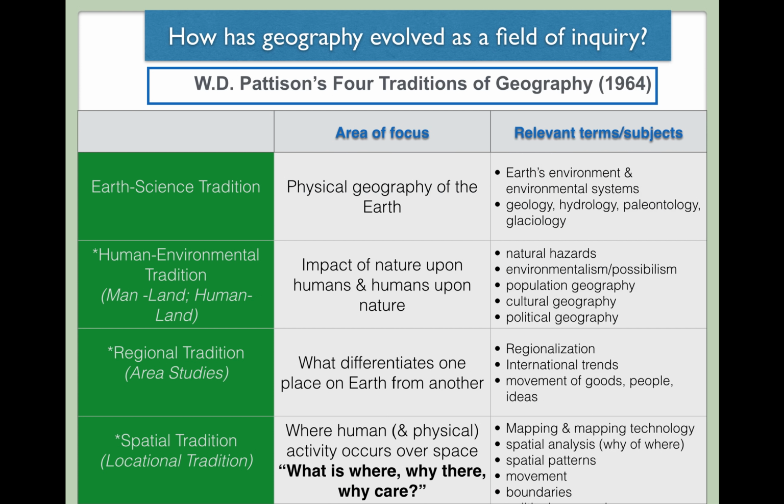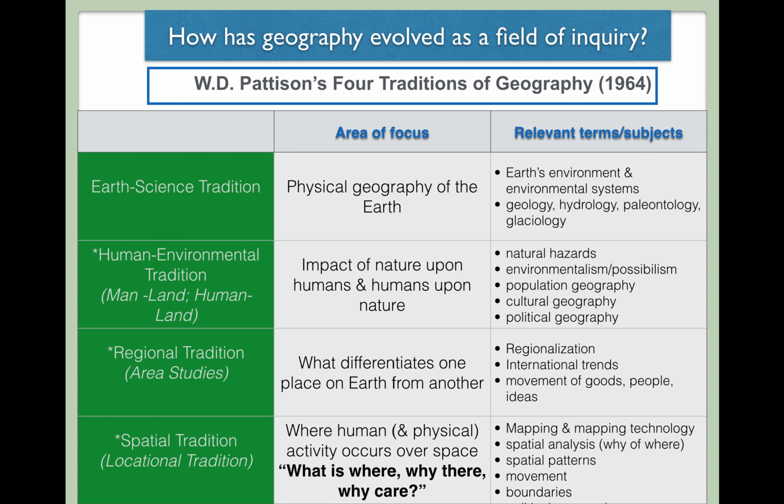Now, in 1964, there was an effort done by a man named W.D. Patterson to really expand upon not just cartography, not just human-environment interactions, but actually quantifying or describing 4 distinct traditions or 4 distinct areas of geographic study. And these have evolved from, obviously, 1964, it's been some time, but much of this still stands at the heart of what it means to be a geographer in modern times.